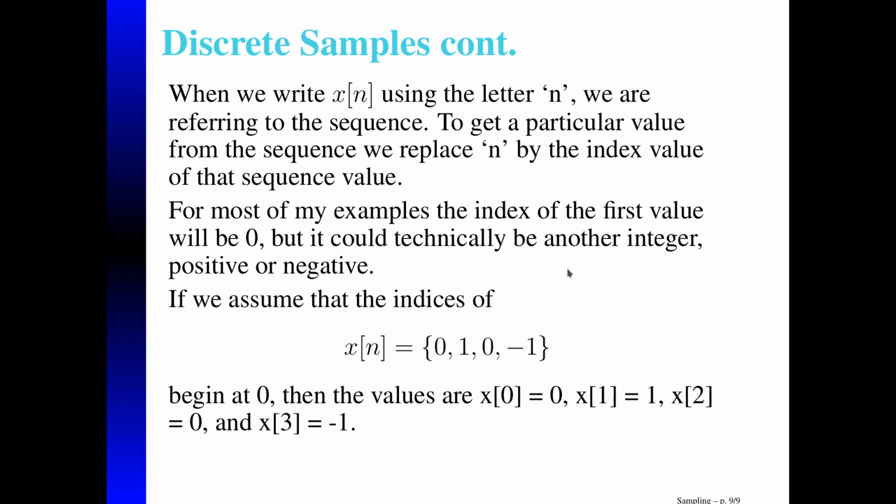But when we're talking about digital signal processing theory, we're not actually limited to non-negative indices. We actually can even have negative indices, and we will see that as we progress during the course. Now, for most of the examples I will do, we will assume that the first number in our sequence has an index of 0. And so if we use that here, that means that X sub 0 is 0, X sub 1 is 1, X sub 2 is 0 again, and X sub 3 has a value of minus 1. All right? So that's sampling.